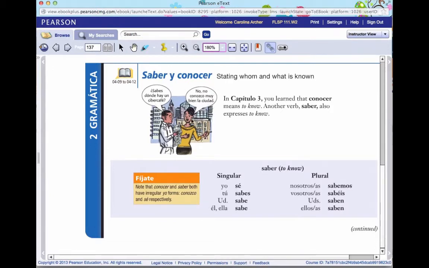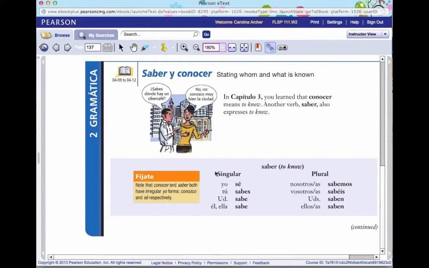So they're both using the verb to know. Do you know where I can find, or where there is an internet cafe? No, I don't know this town very well. So in English, you would be using the same verbs, but in Spanish, we have to use different verbs, okay? And here's a conjugation of saber.